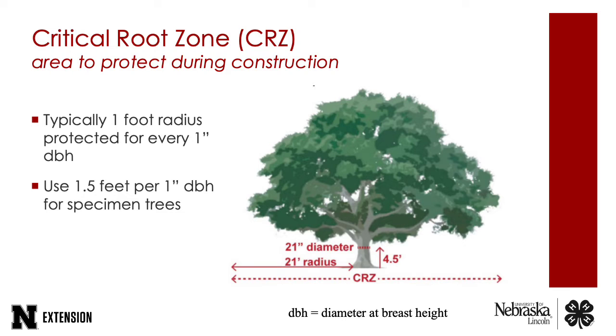Okay, so we look here at this tree. This tree has a 21-inch diameter, or the width across the trunk. So we would want to use a 21-foot radius out from the trunk to establish a critical root zone. Now, if you had a really, really high value tree or a specimen tree that you wanted to definitely protect, then you could increase that factor of a 1 foot radius up to 1.5 foot radius for every inch of trunk diameter at breast height.